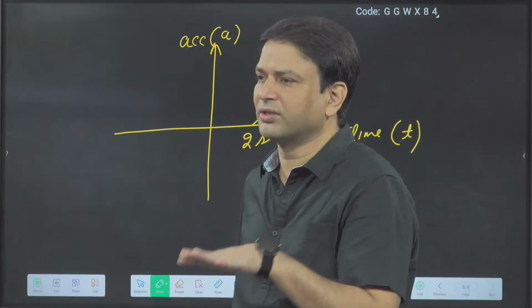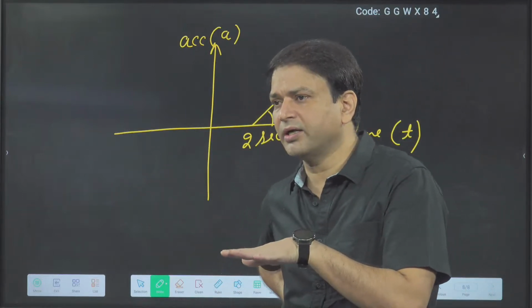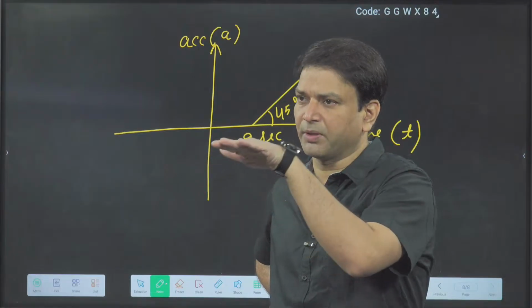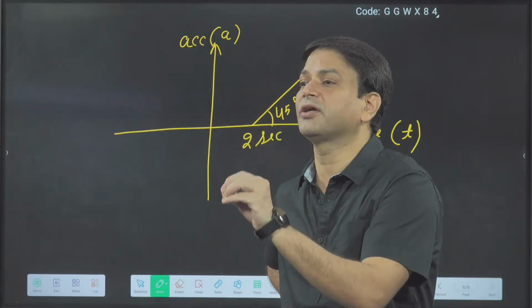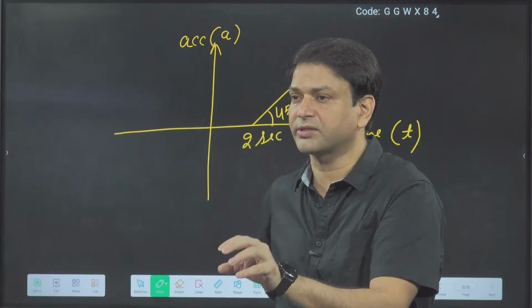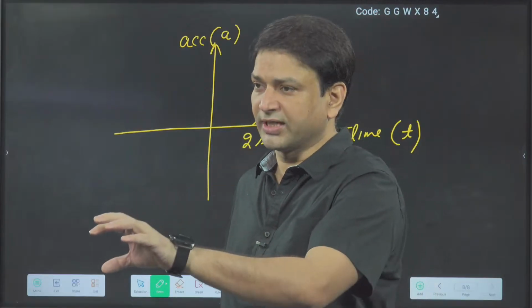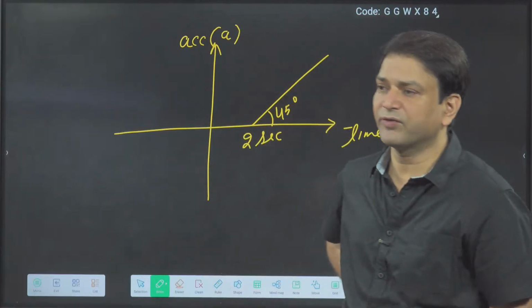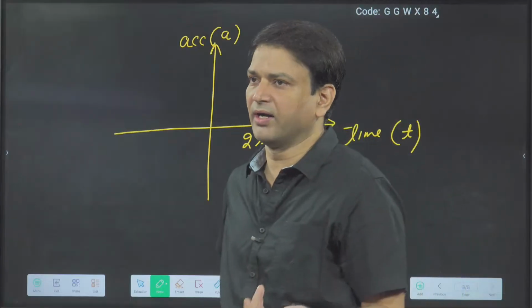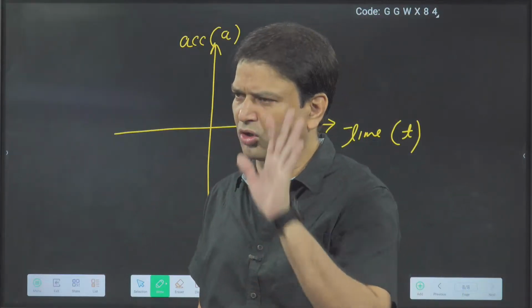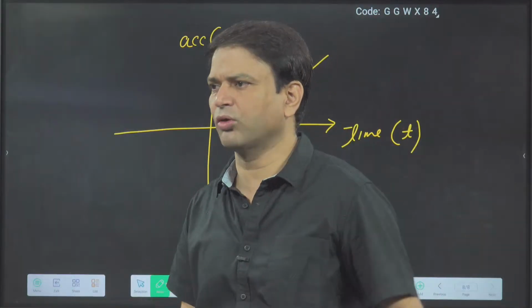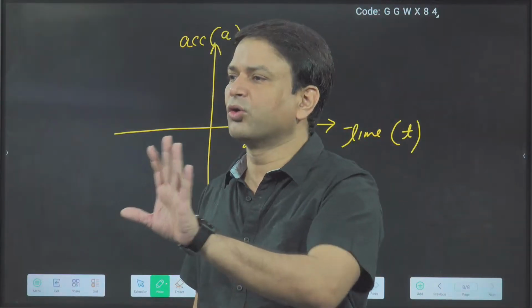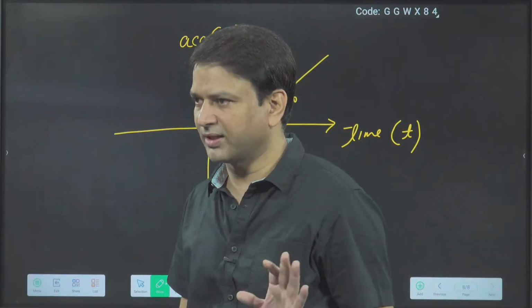If acceleration is constant, then the graph will be a straight line perpendicular to the acceleration axis. What I said: for whichever quantity is constant, the graph will be a straight line perpendicular to its axis. Here the graph is not perpendicular to the y-axis, so acceleration is not constant. That means variable acceleration. The equation of motion for that I'm not going to discuss; you will learn that in kinematics.